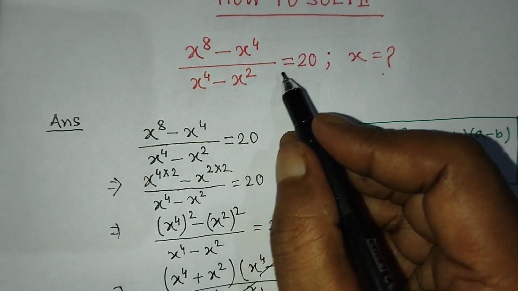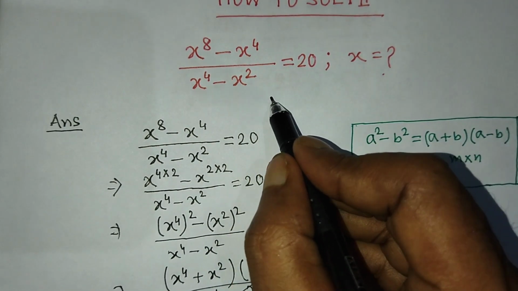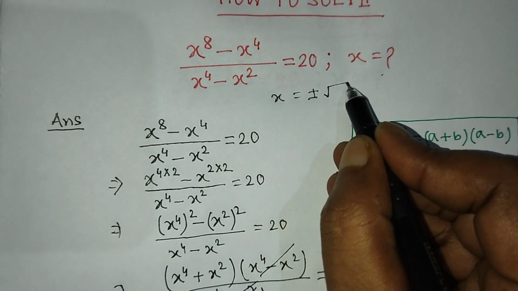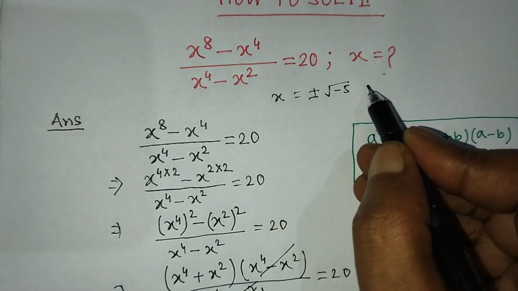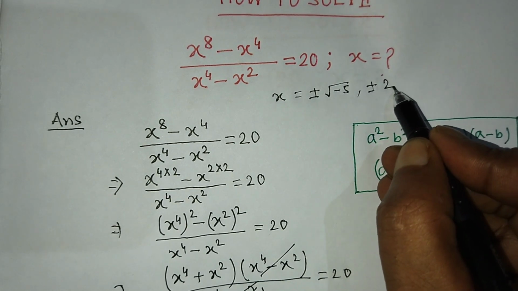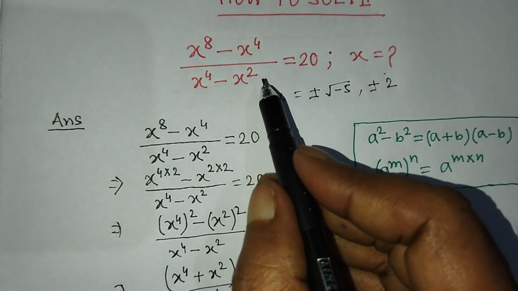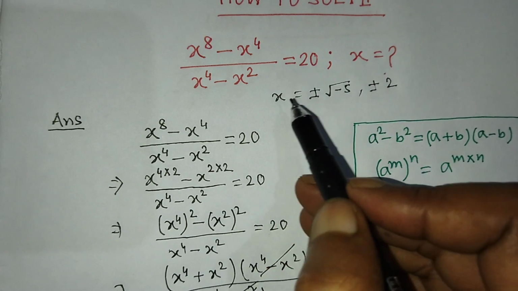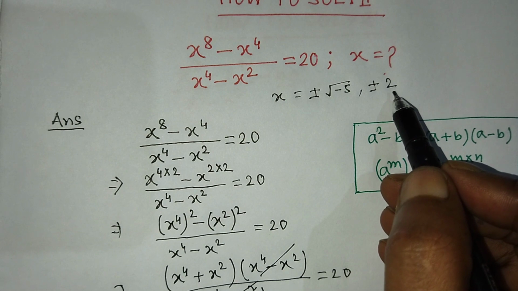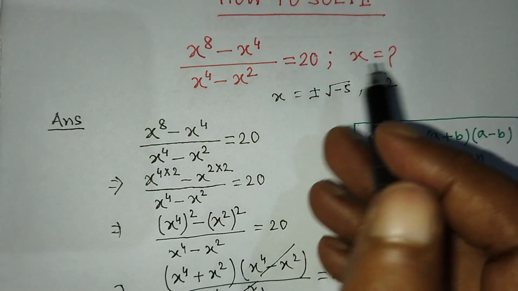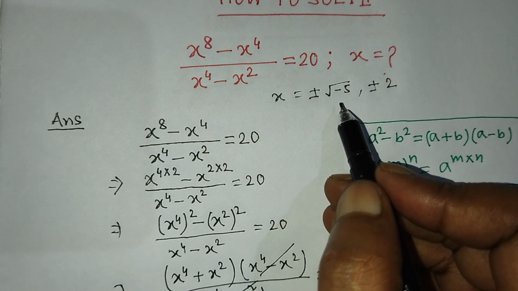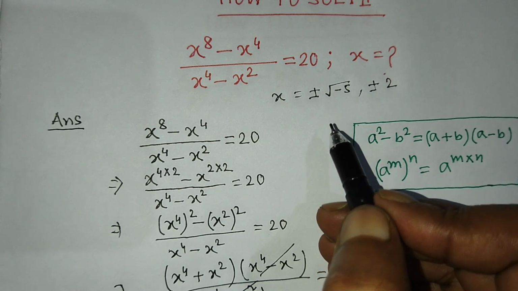So from this equation the value of x will be plus minus root over of minus 5 and plus minus 2. Okay, so the value of x will be plus minus root over of minus 5 and plus minus 2. That means this equation has 4 roots. Okay, 2 real roots and 2 imaginary roots. So my dear student, our answer is complete.